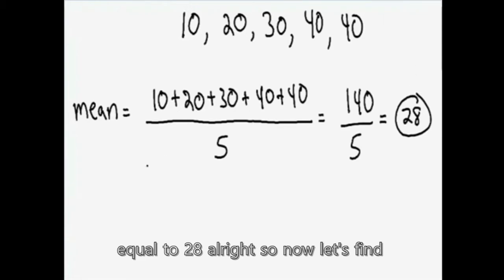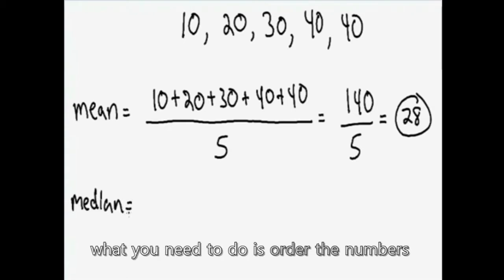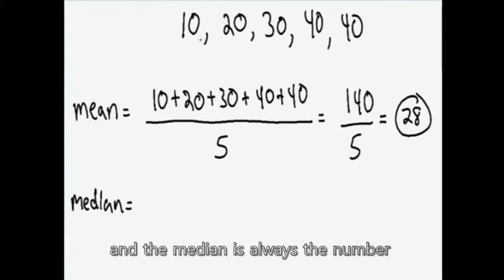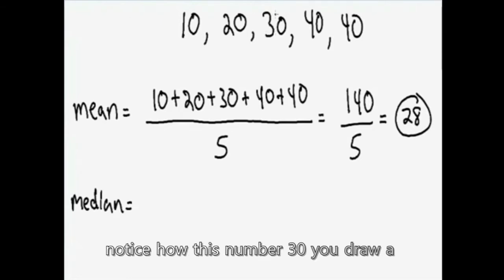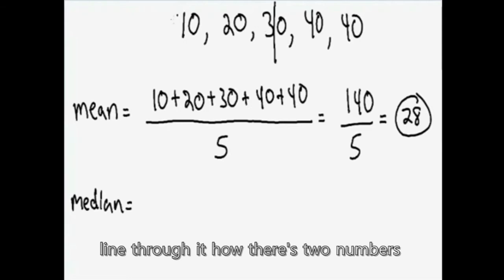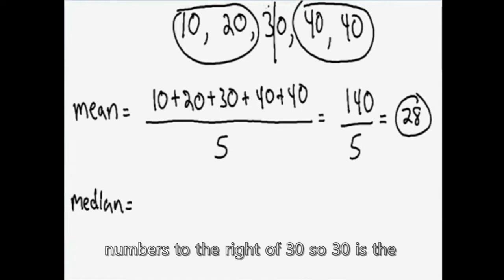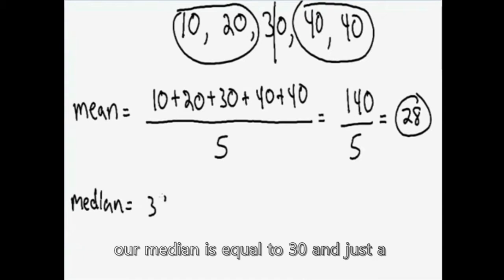Alright, so now let's find our median. First, what you need to do is order the numbers from smallest to largest. This is already done. We have 10, 20, 30, 40, and 40. And the median is always the number that's right in the middle. Notice how for this number 30, if we draw a line through it, there are two numbers to the left of 30 and two numbers to the right of 30. So 30 is the number that's exactly in the middle. So our median is equal to 30.